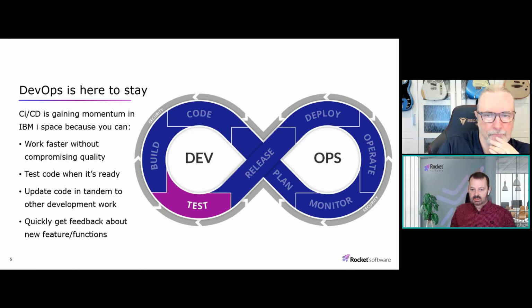Now, testing cycles have to match delivery cycles. And that means CI/CD is not really possible without frequent and rapid testing. And more often than not, frequent and rapid testing is not possible without an automated solution. And that solution needs to include all things like automated builds, automated deployments, as we discussed earlier, and automated testing.